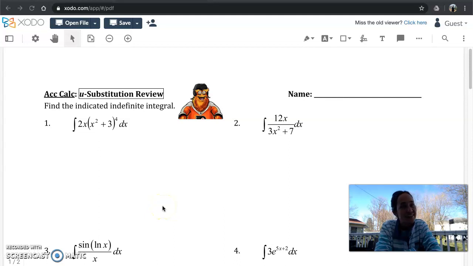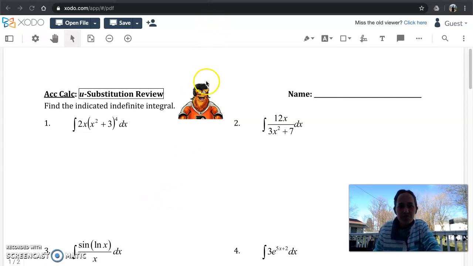Hey everybody, it's time to review U-Substitution. You're going to see integrals on the front and back of this review sheet, most of which require some sort of substitution to be able to integrate. I think there's one or two, and the directions will note that you actually don't need U-Substitution to solve. You're just practicing with your integration skills.